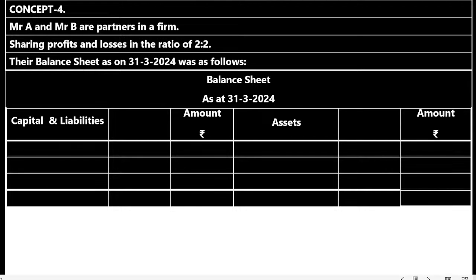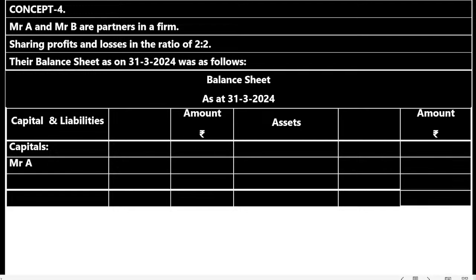The word used is "was". It means that it is an old balance sheet. Balance sheet as at 31st/3/2024. Draw the balance sheet like this. Left hand side capital and liabilities amount rupees. Right hand side assets amount rupees.